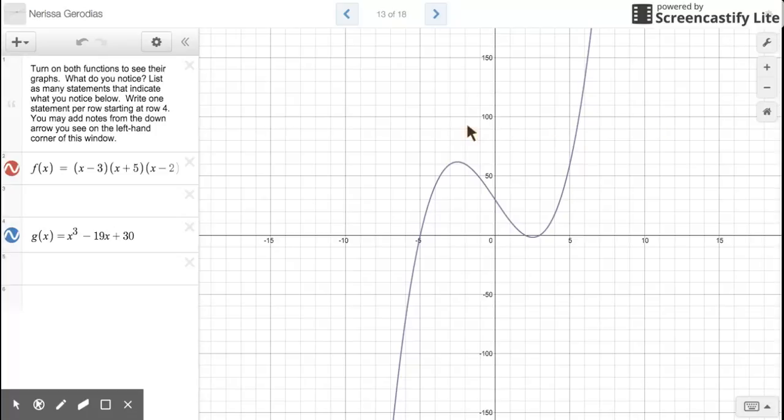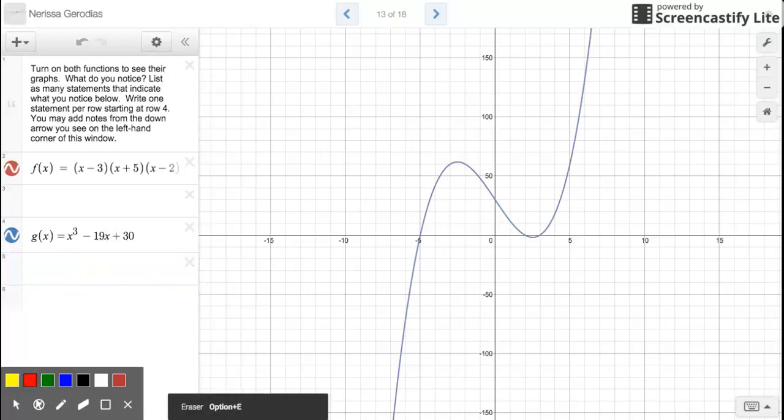So to convert g of x to factored form, we need to know the zeros of g of x, because if we know the zeros, then we can write the factors. So we need to know how we can determine the zeros based on the numbers that we see in this equation. Okay, so let's investigate.